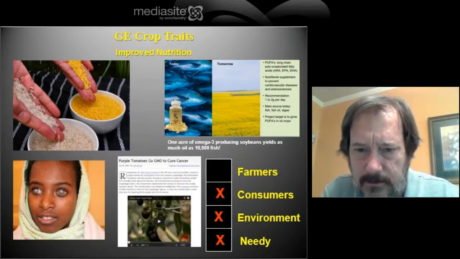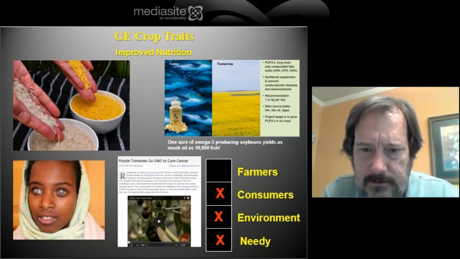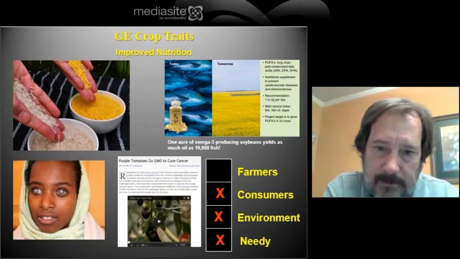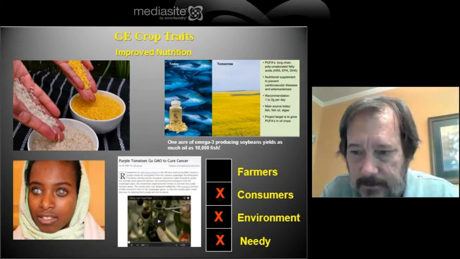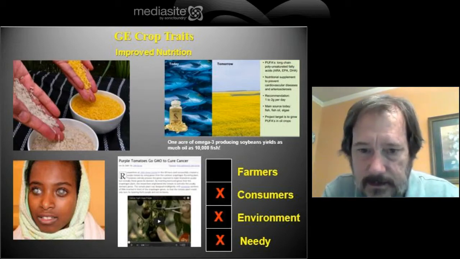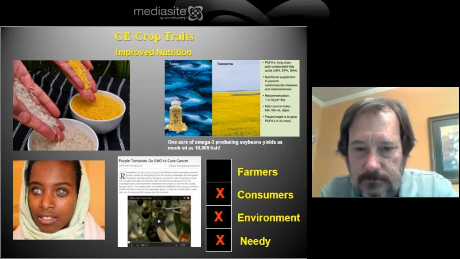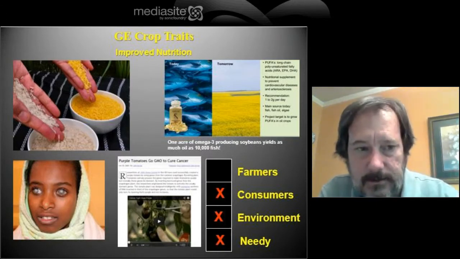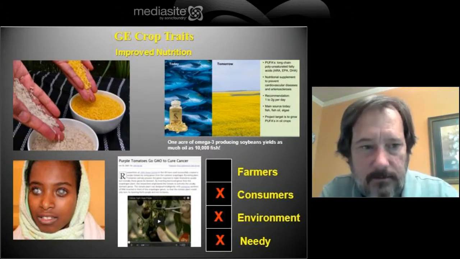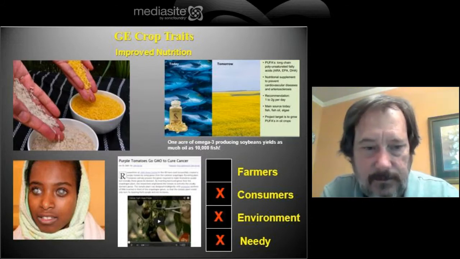And the purple tomato was developed in a public lab, and it's probably a while before that's available because the cost of registration for these products is really high. So it'll be difficult for a small public lab to foot the bill for that.